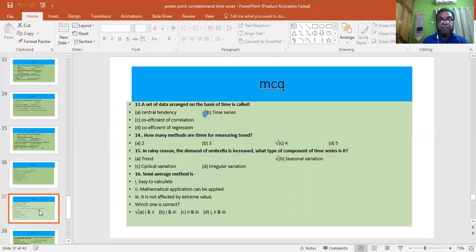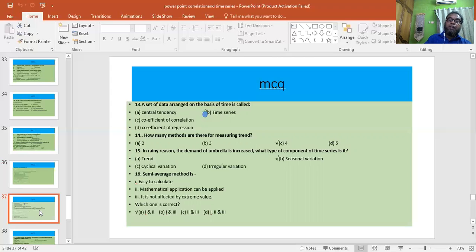Number 16. Semi-average method is easy to calculate. Yes, it is correct. Mathematical application can be applied. Yes, because we have to get the semi-average. That is, we have to get the average of first half and second half. We have to find out the mean of first half and second half. So here mathematical application is used.